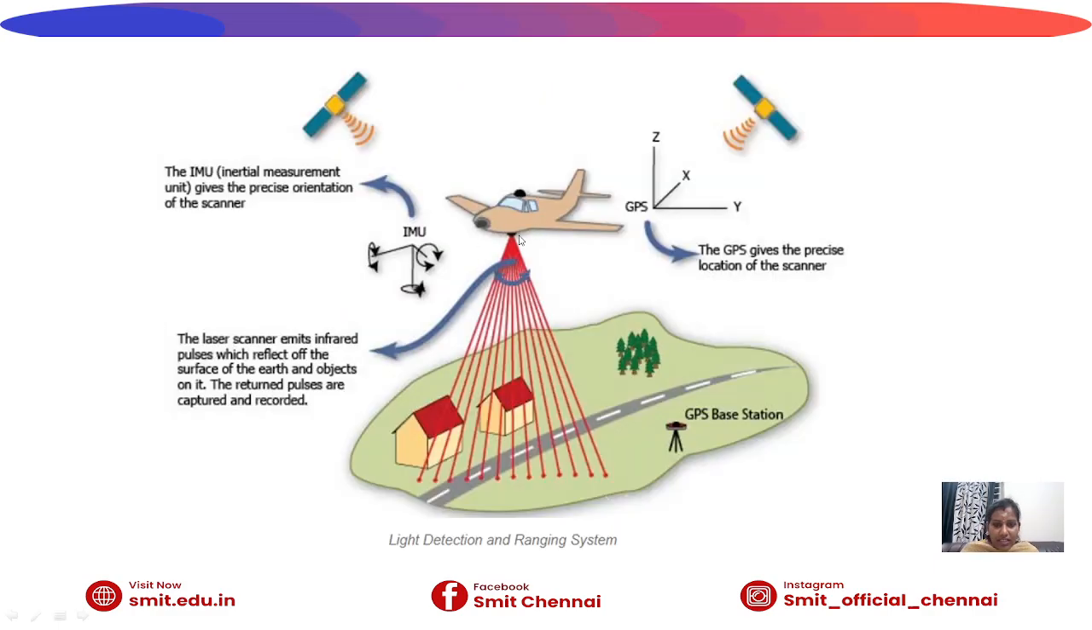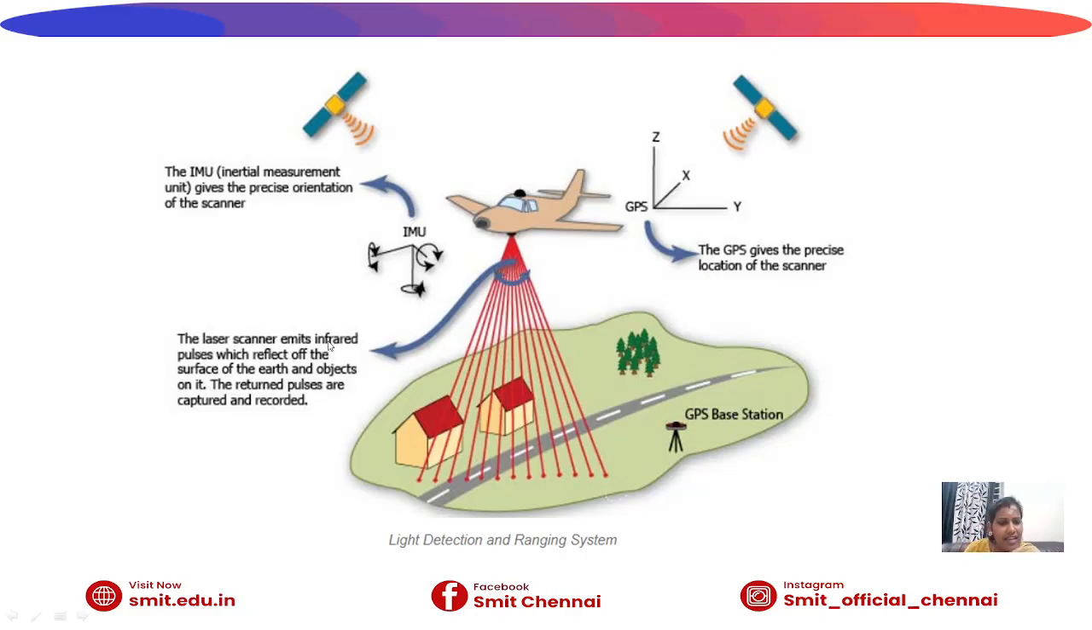Here is the flight. It emits some pulses of light. So the flight must measure the distance between the surface and the flight. Okay, so for that they are using LiDAR. They are using light detection and ranging sensors. So this pulse is emitted, then it is reflected again. So by reflecting the pulse, it measures the distance.